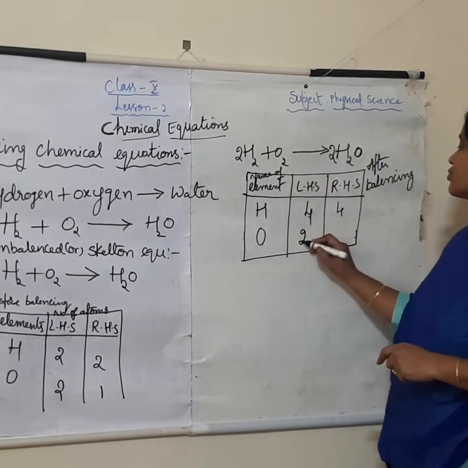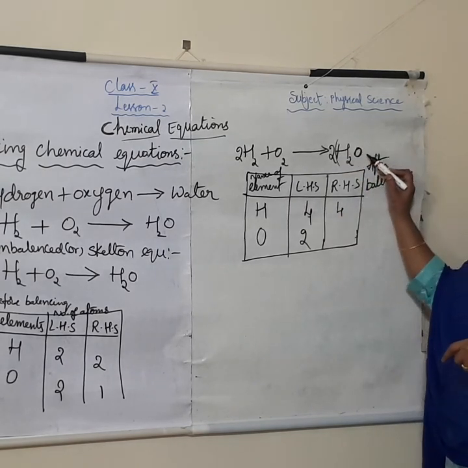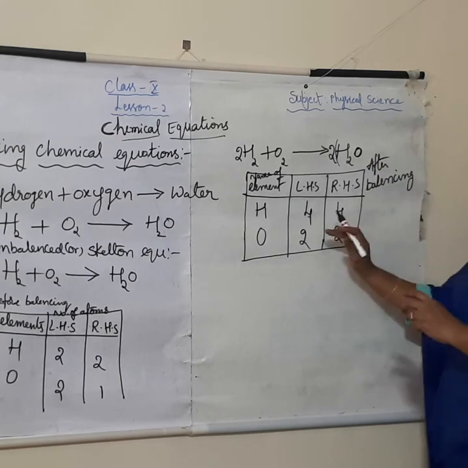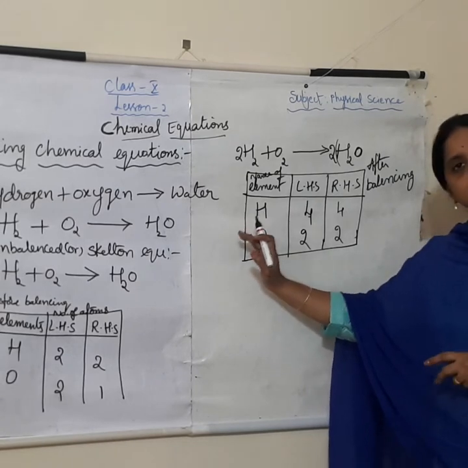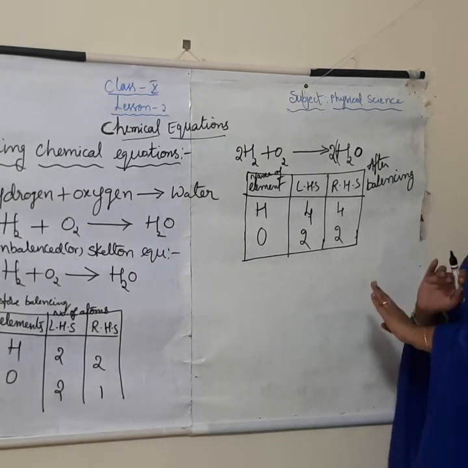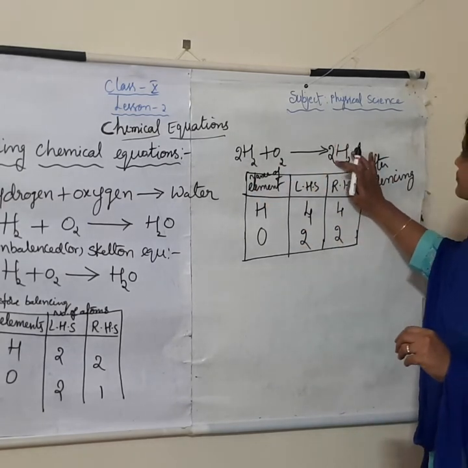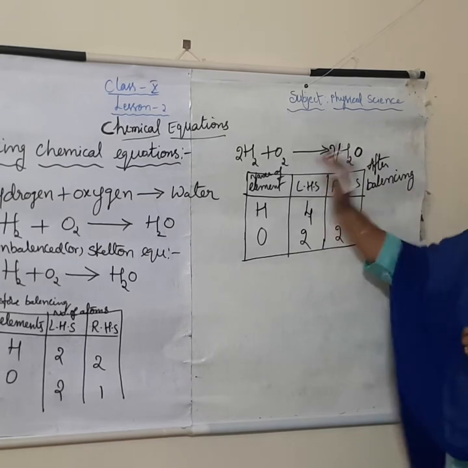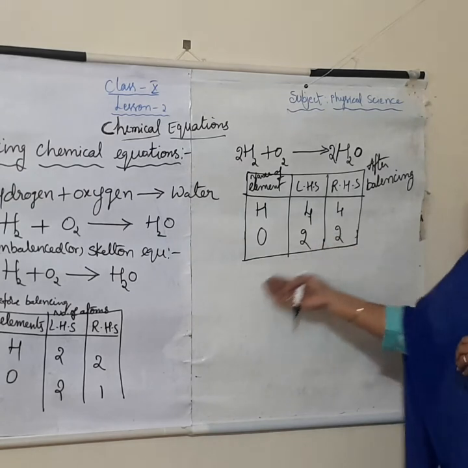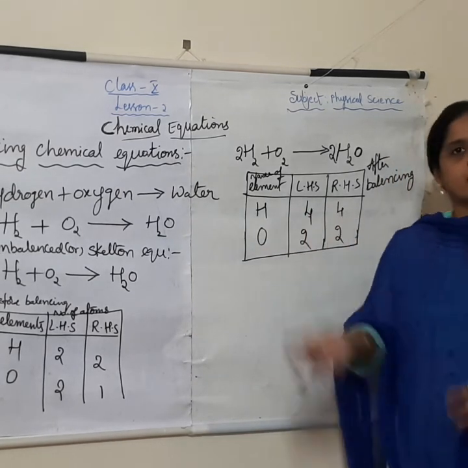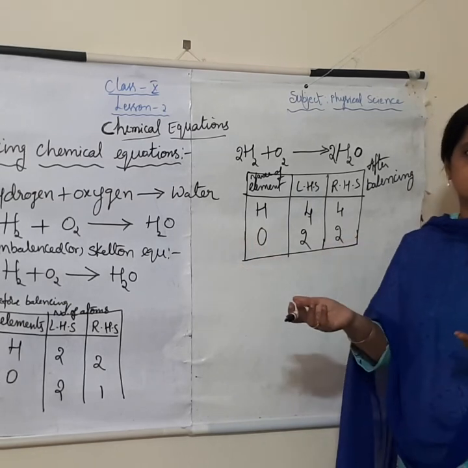Next, coming to the oxygen. Oxygen here, how many are there? 2 are there. So this 2 represents hydrogen, and for oxygen also, 2 oxygens are there. Now the number of atoms on the left hand side is equal to the number of atoms on the right hand side. So the equation is balanced. This is the balanced equation. In the second step, you take the skeleton equation and balance it by this table and trial and error method. You have to guess which number is suitable.